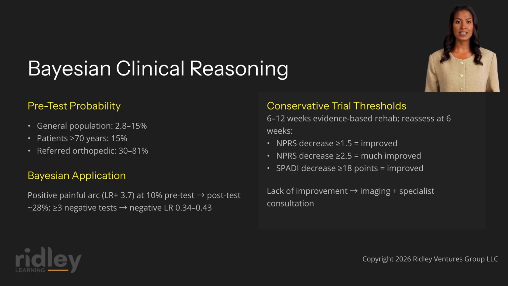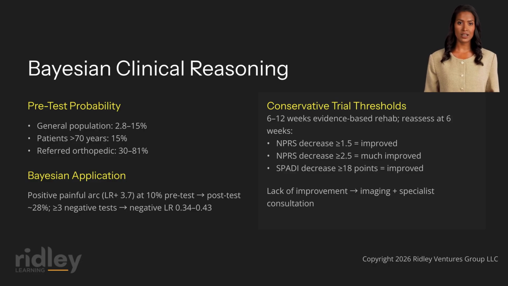Pain radiating into the neck or distally past the elbow suggests cervical radiculopathy, while pain localized to the superior shoulder at the AC joint indicates acromioclavicular joint pathology. Pre-test probability estimation should incorporate patient demographics and presentation. The population prevalence of rotator cuff disease ranges from 2.8% to 15% in the general population, increasing to 15% in patients over 70 years and 30% to 81% in referred orthopedic populations.